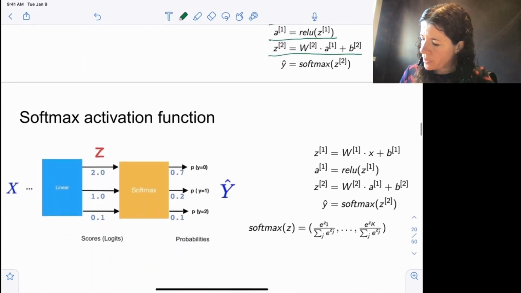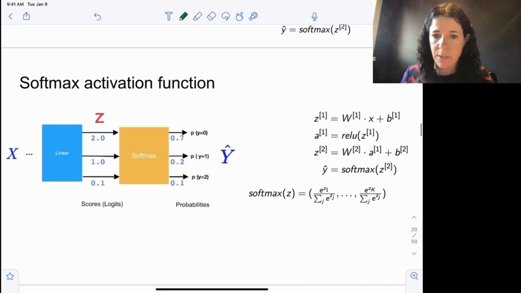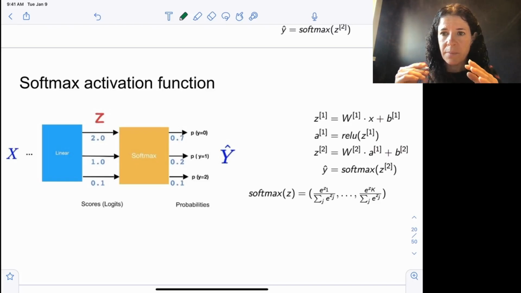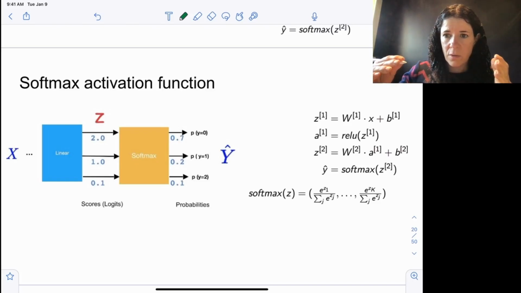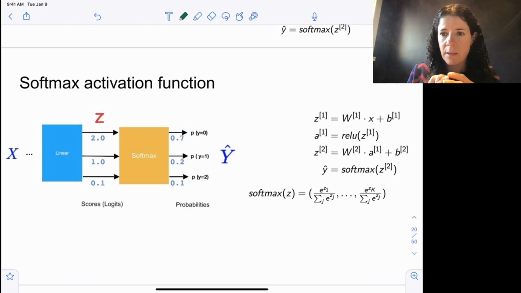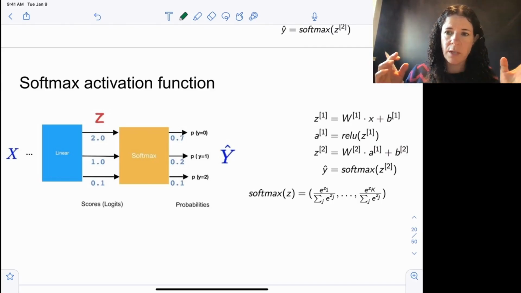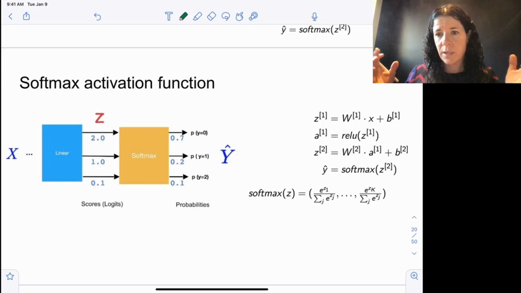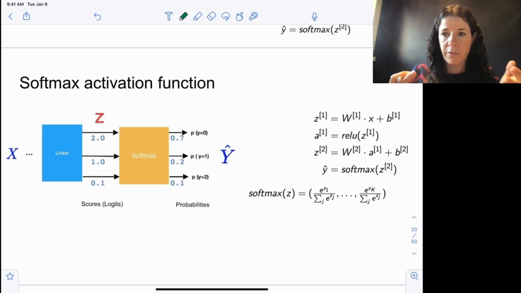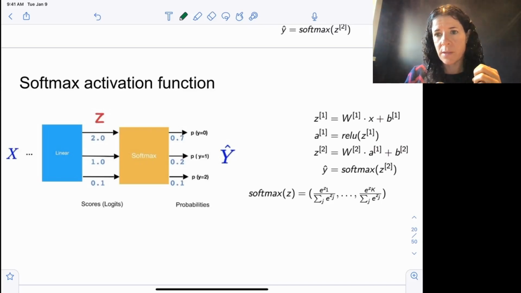So let's remind ourselves how softmax is computed. The way we do softmax is that we exponentiate all of the elements of z2 and then divide by the sum of all of these exponentials to get a probability. With the exponential, we take numbers that could be between minus infinity and plus infinity, and we turn them into positive numbers. And then we divide by the sum of all of them just to get probabilities that sum to 1.